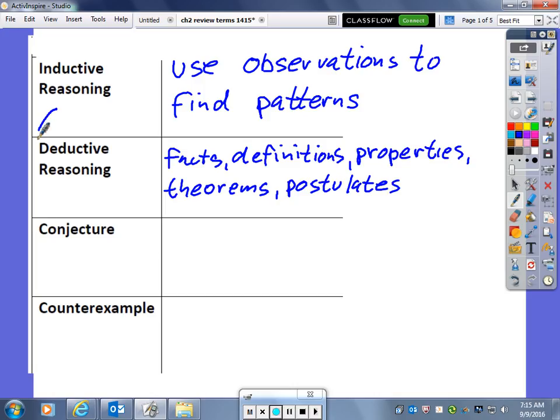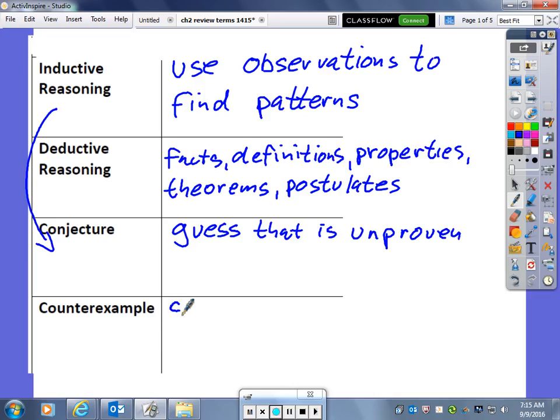If you use inductive reasoning, then you come up with a conjecture. The conjecture is a guess based on our observations, and it's a guess that is unproven. A counterexample is a specific case that proves the conjecture false.